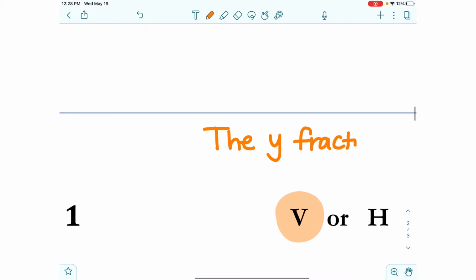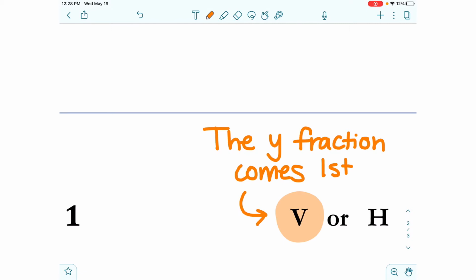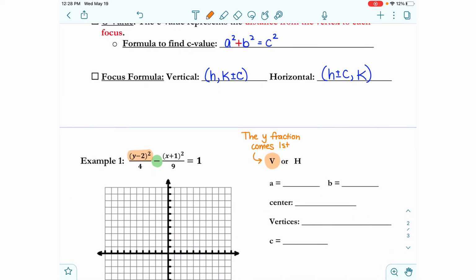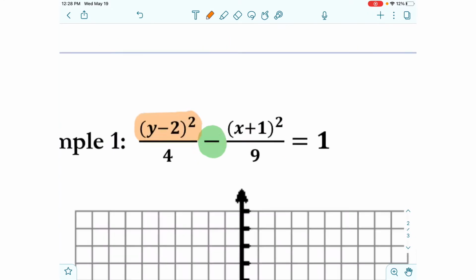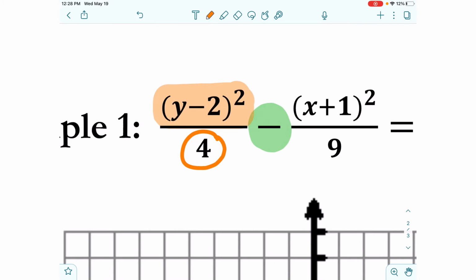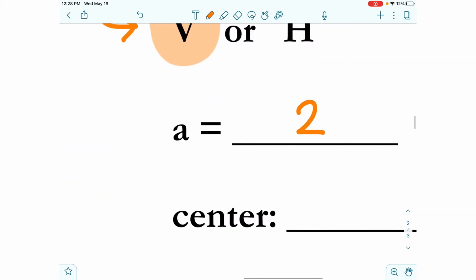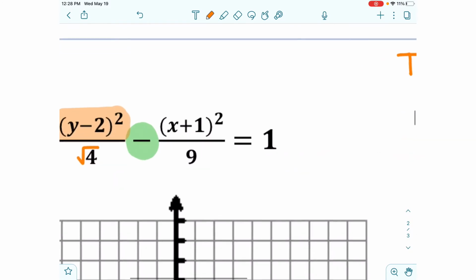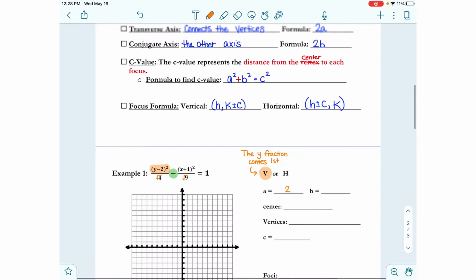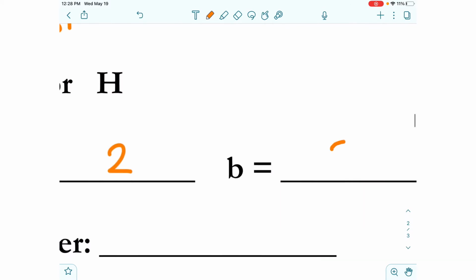And that is what tells me that I'm dealing with a vertical hyperbola, which is going to open up and down. All right, so it does not matter the size. The a number is not automatically the bigger number. The a number will always come first. So this square root of 4 is 2. That's my a value. So just think about it in alphabetical order. First comes the a, then comes the b. Square root of 9 is 3, so that's the b value.